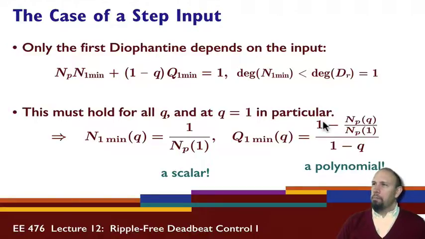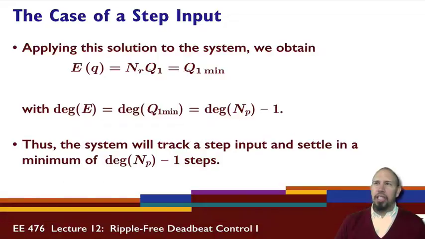Sweet. Okay, so we now have an exact formula for the solution of n1 min and q1 min when we apply a step input. So that's really important. If we look at the error signal now, applying the solution to the system, we see the error signal is just q1 min in the minimum order case. And so the degree of E is equal to the degree of Q1 min, which is now the degree of NP minus 1. So this comes from the Diophantine equation, this degree condition.